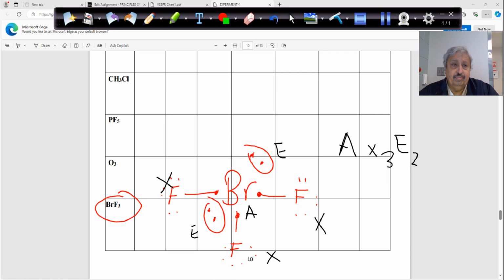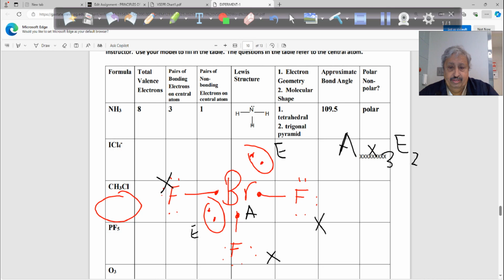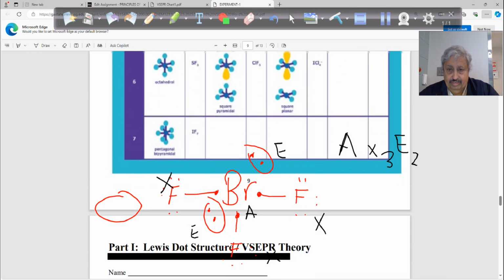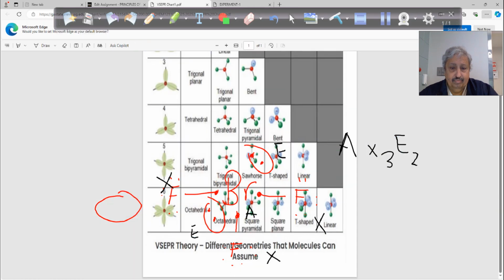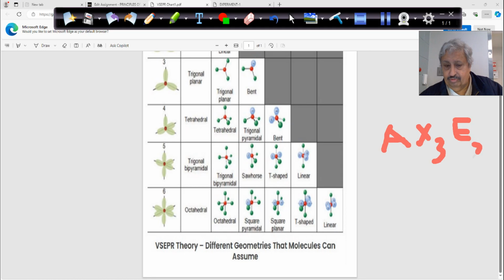So let me take this one here, and let me look at the shape of this. So where did I show you here? Here it is. Let me take this one out. So we have AX3E2. Where is A? The whole thing is 5, correct? Yeah. So we have 5 groups. So AX3E2 will be a T-shape.